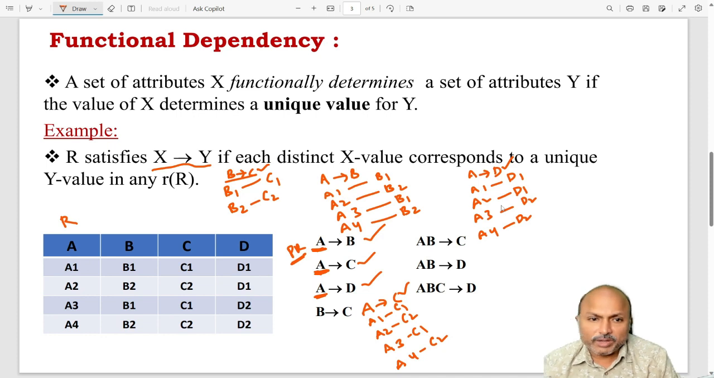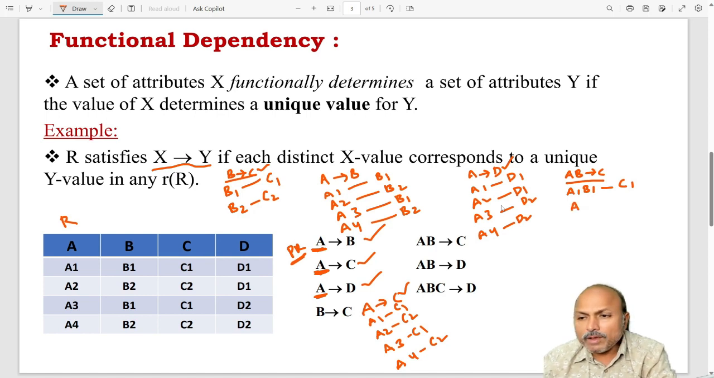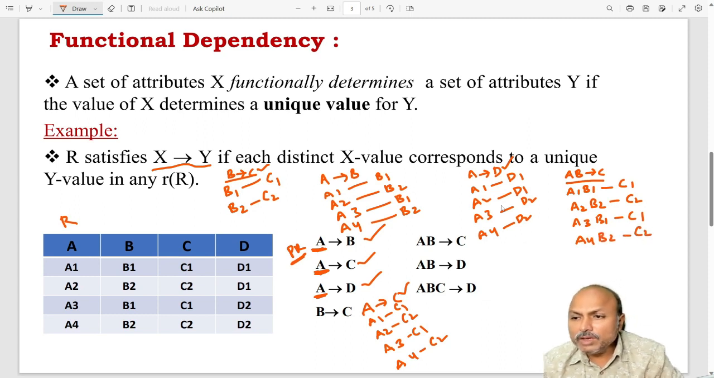AB arrow C, how to calculate? AB, what are the values? A1 B1, C1, only one value. Next, A2 B2 C2, only one value. A3 B1 C1, A4 B2 C2. AB arrow C also holds.